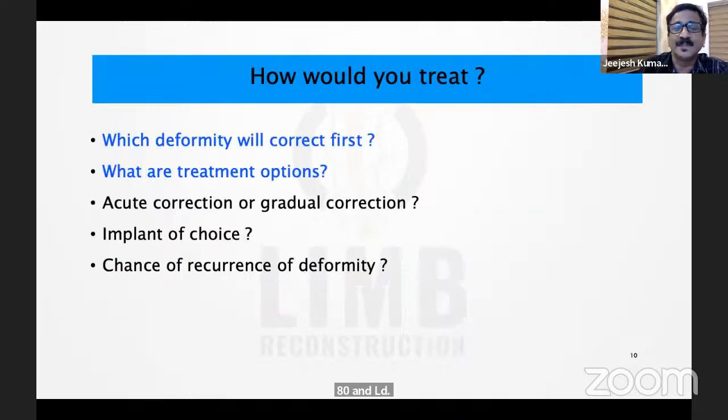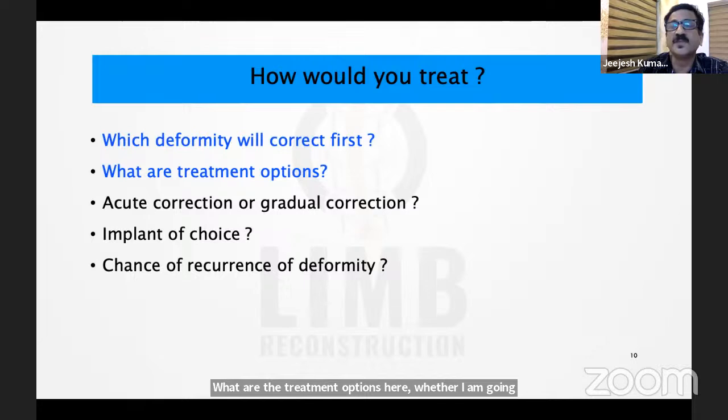Now, how to treat this case? We have a case like this; which deformity will we correct first? These are the things we always keep in mind. What are the treatment options here? Whether I am going to do acute correction or gradual correction? What is the implant of choice? And is there any chance of recurrence of the deformity? These are the things we have to keep in mind.